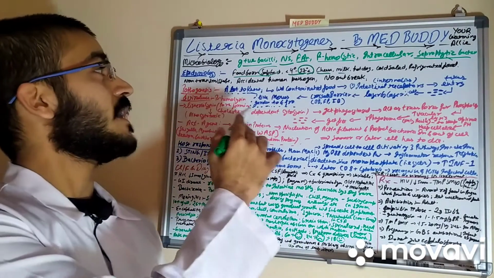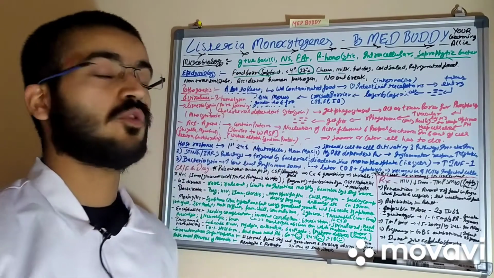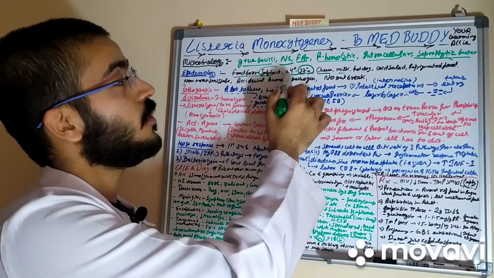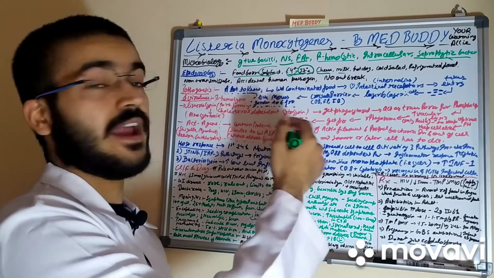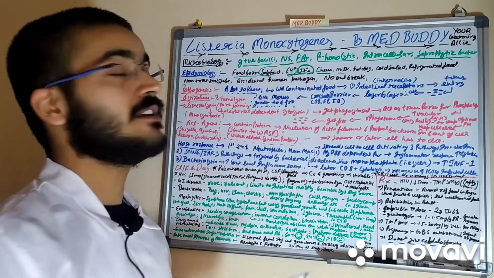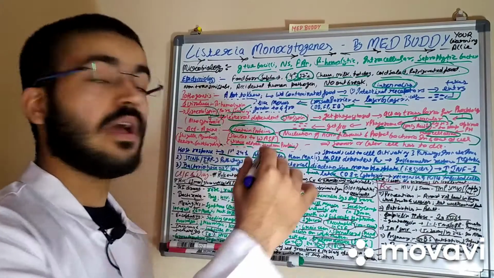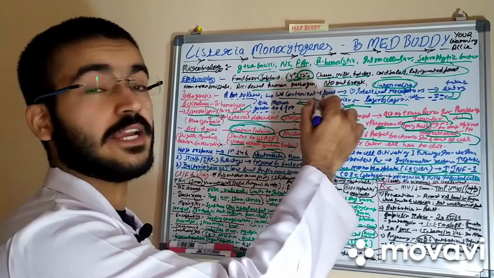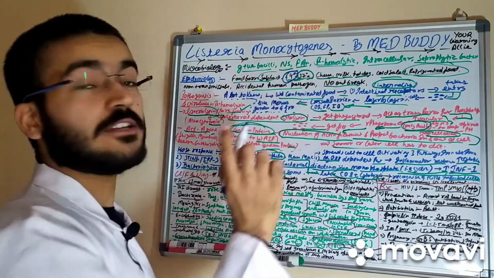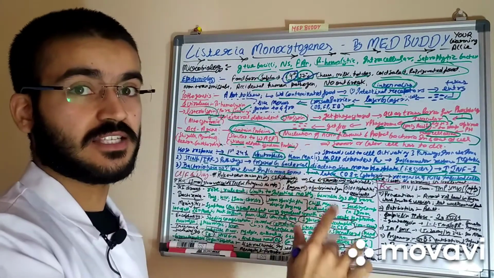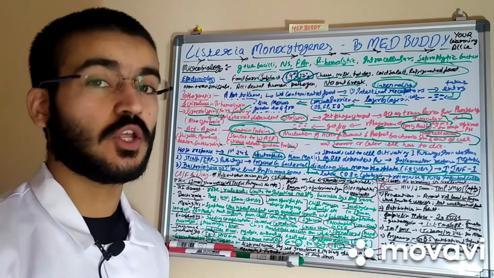Epidemiology. This bacteria is a food-borne saprophytic bacteria. It can grow below 4 degrees Celsius and above 36 degrees Celsius, and it grows well between 4 to 37 degrees Celsius. Also it shows motility at up to 4 degrees Celsius and it becomes immotile at 37 degrees Celsius, which means inside the body it is not motile.